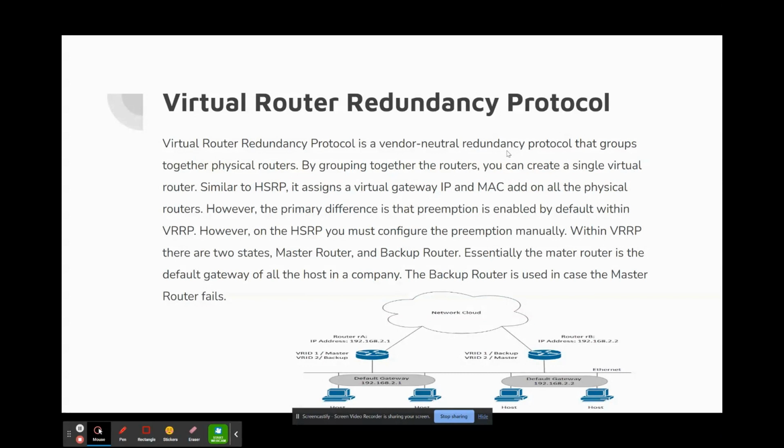However, the primary difference is that preemption is enabled by default within VRRP. However, on HSRP, you must configure the preemption manually. Within VRRP, there are two states, the master router and the backup router. Essentially, the master router is the default gateway of all the hosts in a company. The backup router is used in case the master router fails. And this is an example below.